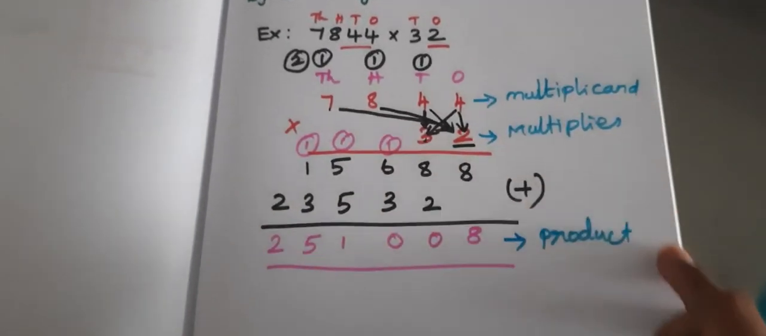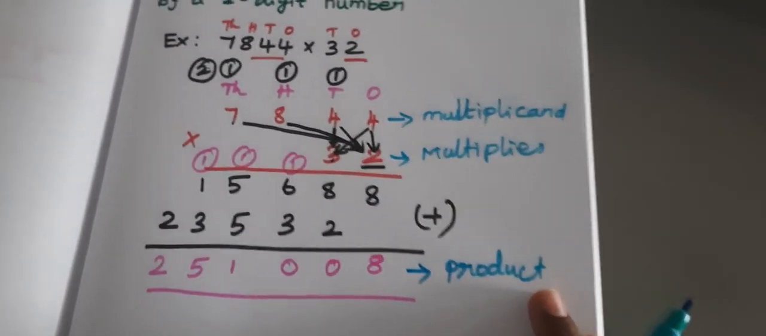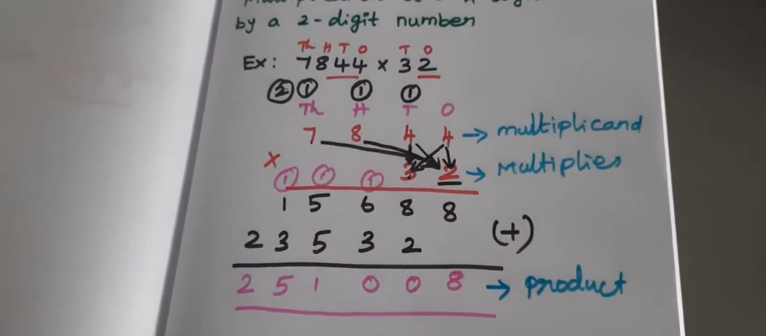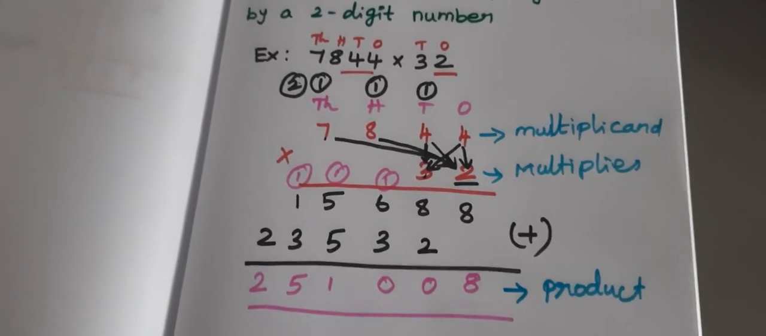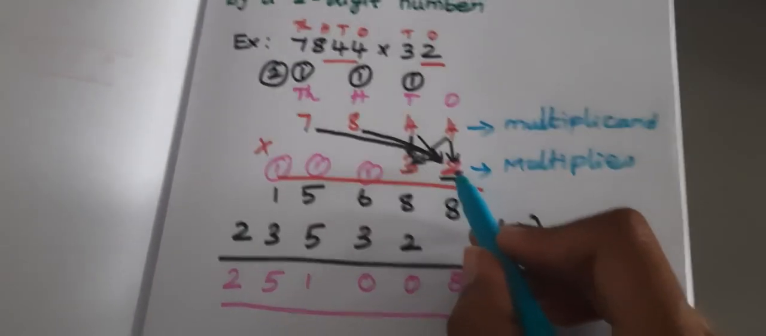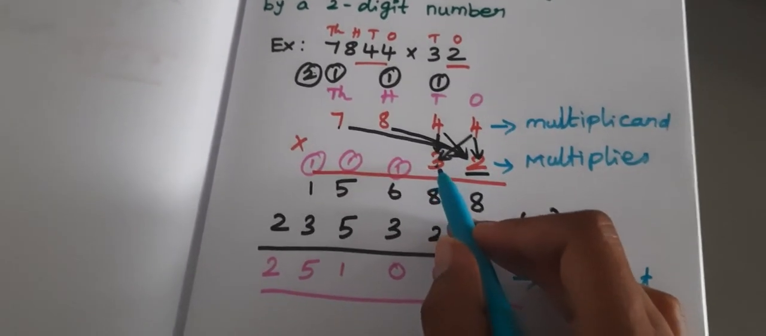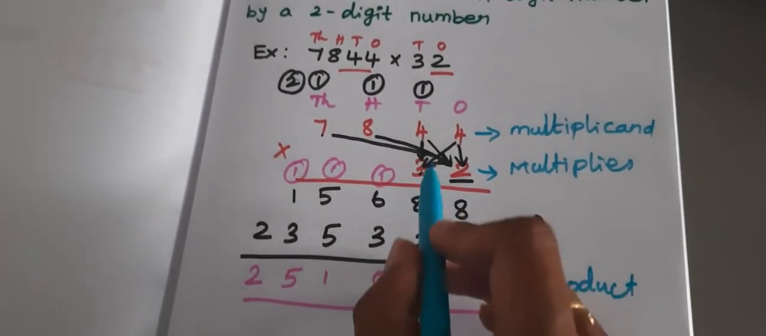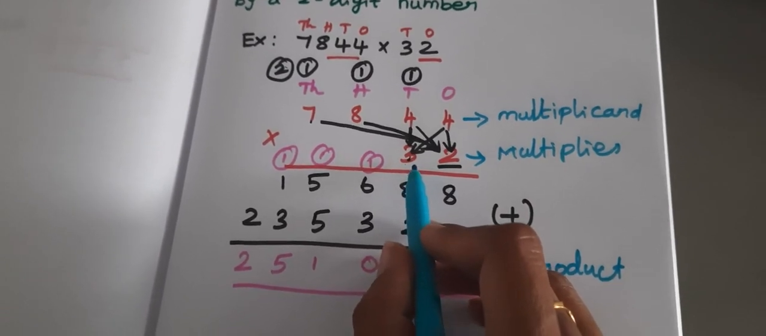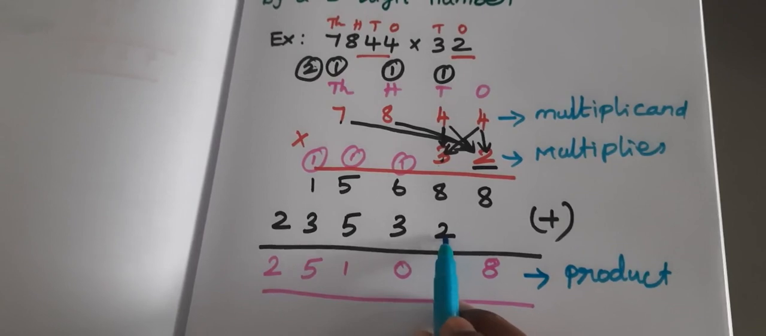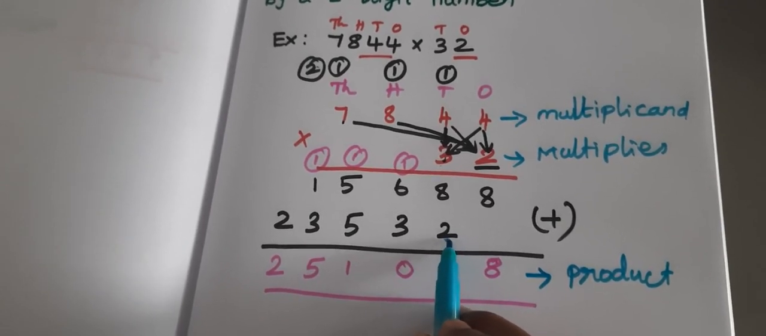Okay, so these are the terms in the multiplication process: multiplication, multiplier, product. Do you have any doubts in the sums? First you have to proceed with the ones place in the multiplier. After that you move to the tens place in the multiplier. While you are multiplying by the tens place number in the multiplier, you have to put the result in the tens place only.